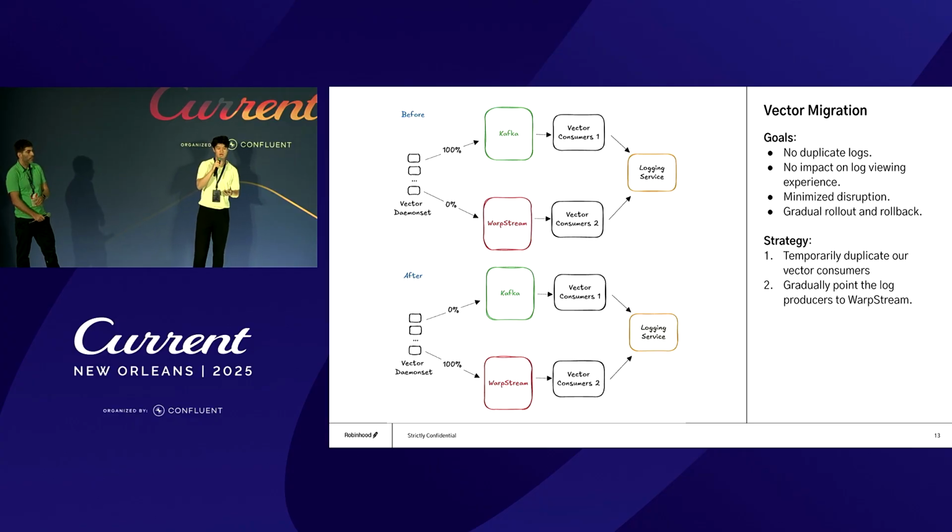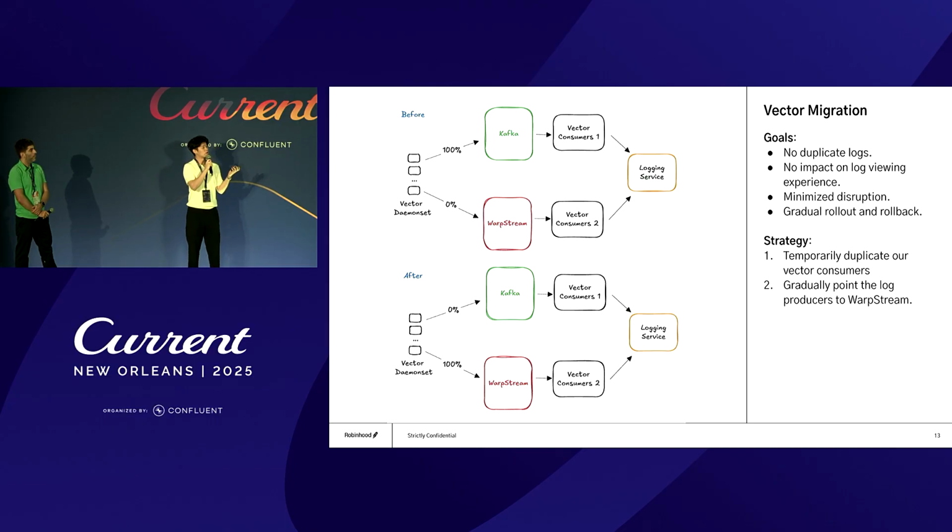All right, now here's part two, which is the Vector log shipping section. Again, we wanted to keep similar goals: no duplicate logs, no impact on the log viewing experience, and minimal disruption. But we also wanted to have as much gradual rollout and rollback as we could, which we couldn't have in part one due to the nature of the application.